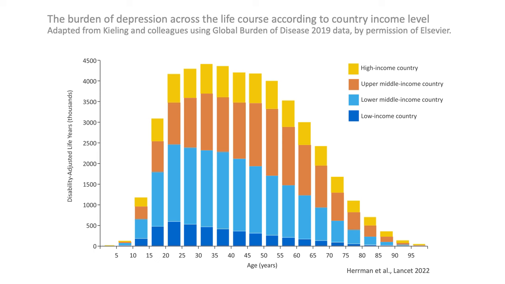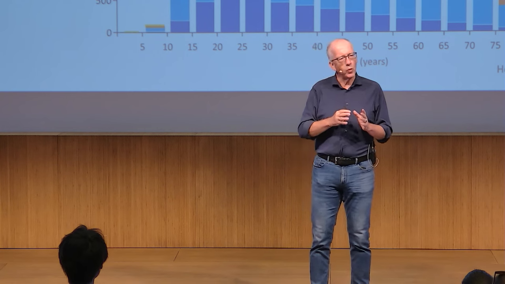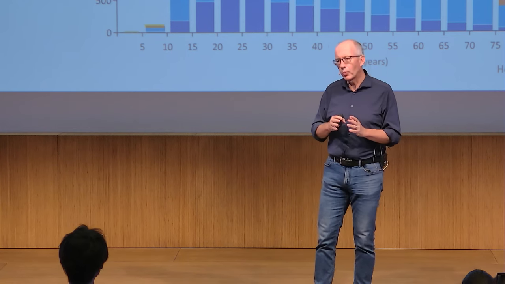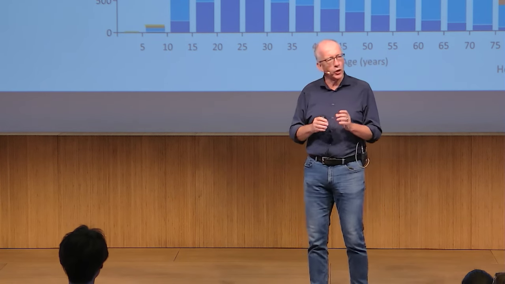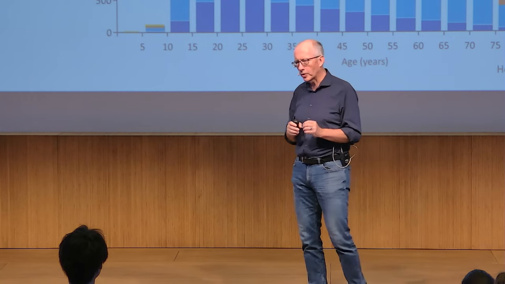The third thing, and that's important for prevention, is that most people get a depressive disorder between their 15th and 30th year. So that means if you want to do something about prevention of depression, youth is the most important target group.